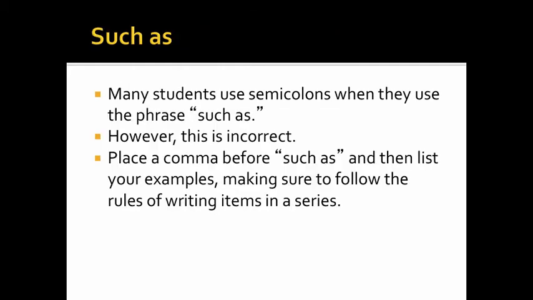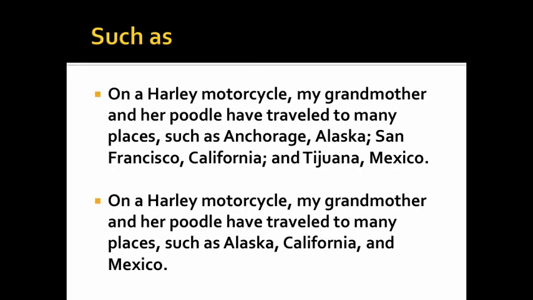Special note about such as. Many students use semicolons when they use the phrase such as. However, this is incorrect. You place a comma before such as, and then list your items, making sure to follow the rules of writing items in a series. So this means, commas between the items and before the conjunction. So here are some examples. On a Harley motorcycle, my grandma and her poodle have traveled to many places, such as Anchorage, Alaska, San Francisco, California, and Tijuana, Mexico. Or, on a Harley motorcycle, my grandmother and her poodle have traveled to many places, such as Alaska, California, and Mexico.